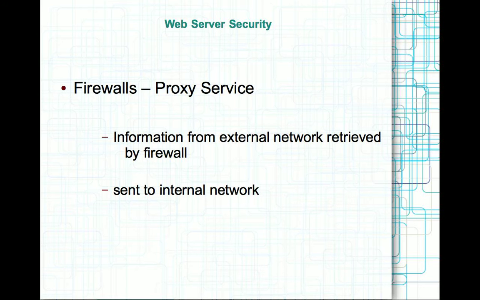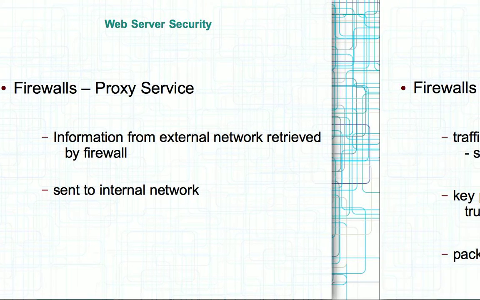A firewall can secure a web server by using proxy services, which is another technology in this field. How does that work? Information from the external network is retrieved by the firewall, and in the next step this information is then sent to the internal network. That was the firewall as a proxy service.